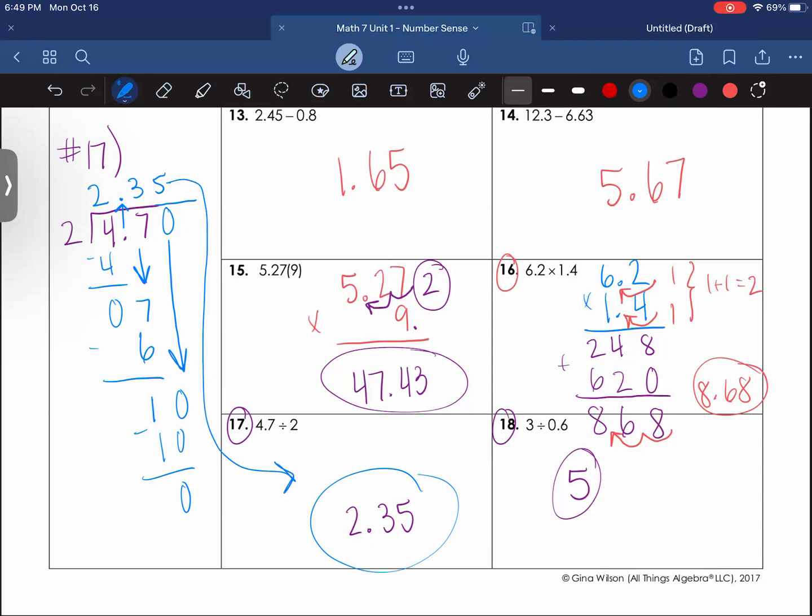So anytime you have a remainder, when you're working with decimals, you need to add a 0 and bring it down. And you keep doing that until you don't have any remainders left. So when you finally subtract and get 0 down here at the bottom.